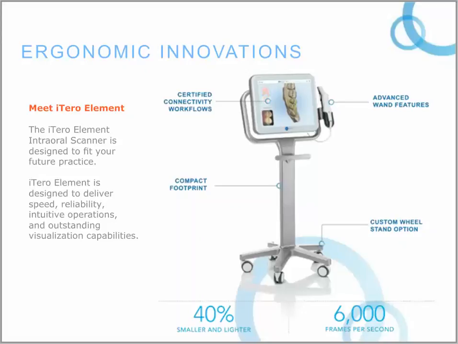The wheels are distributed so that they distribute the load and make it easy again to be able to move from operatory to operatory. The wand itself is about 40% smaller and lighter than it was in the last system, the system that you saw in the middle part of the screen in the prior slide. And the capture system is much faster. Here at the bottom of the screen, 6,000 frames per second. That's as compared to about 800 in the last system.